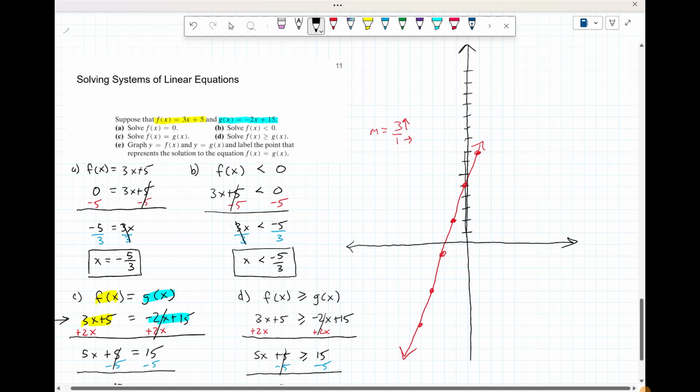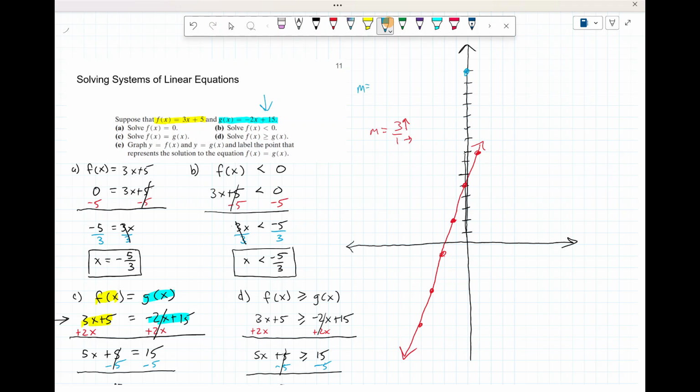All right. So my y-intercept in g of x is positive 15, which is right here. And my slope, in this case, is negative 2, which means I go down 2 and to the right 1. So I'm going to go down 2 and to the right 1, and I'm just going to keep on doing that. Down 2 over 1, down 2 over 1, down 2 over 1, down 2 over 1, and I think that's enough that I can make a decent graph.